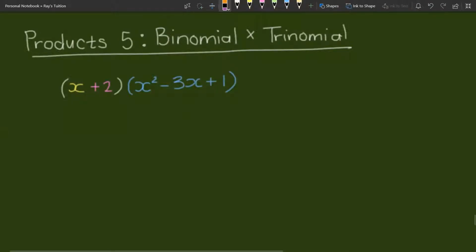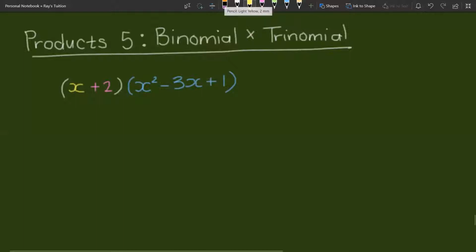In this video we're having a look at what is a binomial times a trinomial. So how to multiply a two-termed expression with an expression with three terms. What we have over here is the x plus 2, that's our binomial. There's two terms in the x plus 2 and we are multiplying it with x squared minus 3x plus 1, which is a trinomial, it's got three terms.